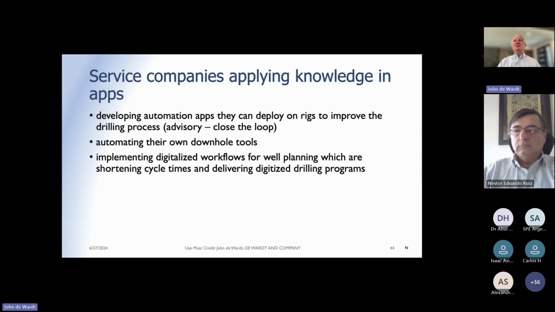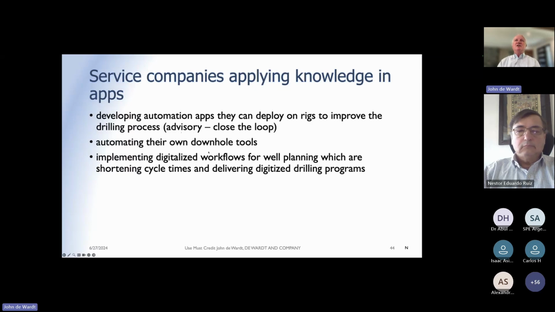And service companies are applying their knowledge in apps. So they're developing apps that can deploy on rigs to improve the drilling process. As I said, they start out traditionally with advisory, and when they've got confidence in the system, they close the loop. Halliburton have a methodology of actually doing simulations of their systems in order to do verification. And then they do validation in the field by going to this advisory mode. And the advisory mode then is a buffer before you close the loop. Once you've confirmed the validation.